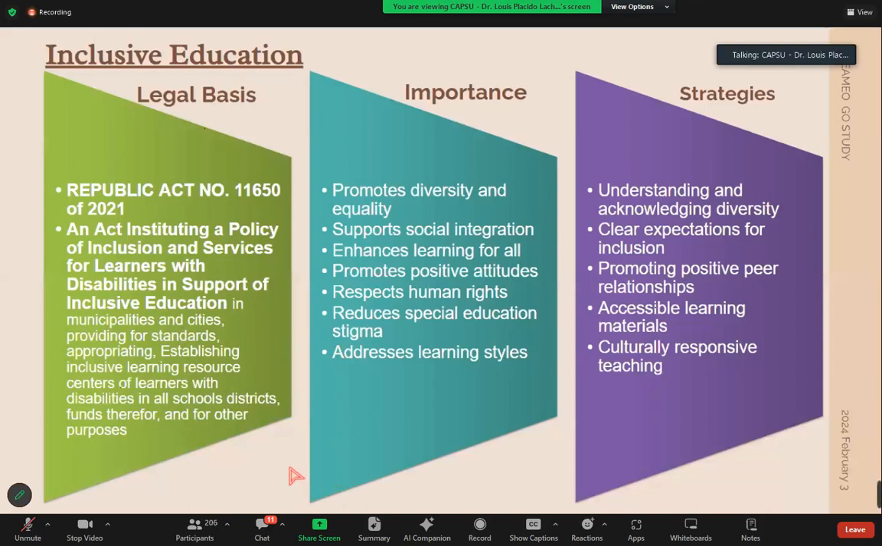So the importance of inclusive education includes promoting diversity and equality, supporting social integration, enhancing learning for all, promoting positive attitudes, respecting human rights, reducing special education stigma, and addressing varied learning styles. So we can strategize implementing inclusive education by understanding and acknowledging diversity, setting clear expectations for inclusion, promoting positive peer relationships, providing accessible learning materials, and culturally responsive teaching.